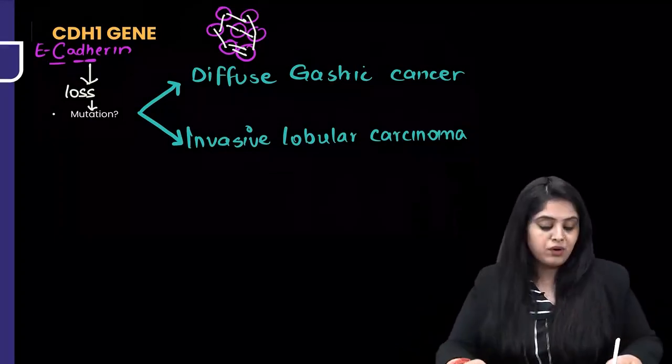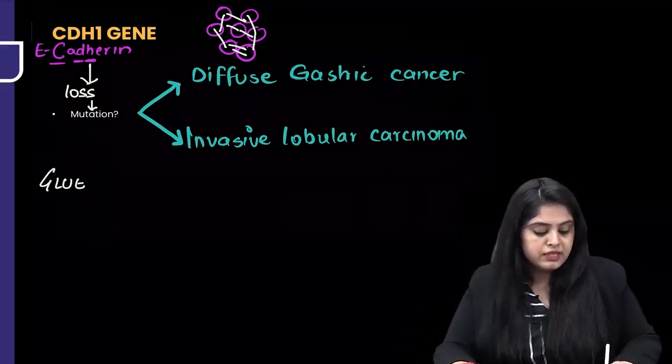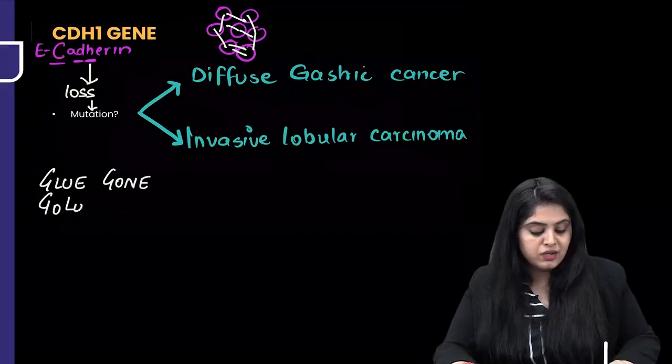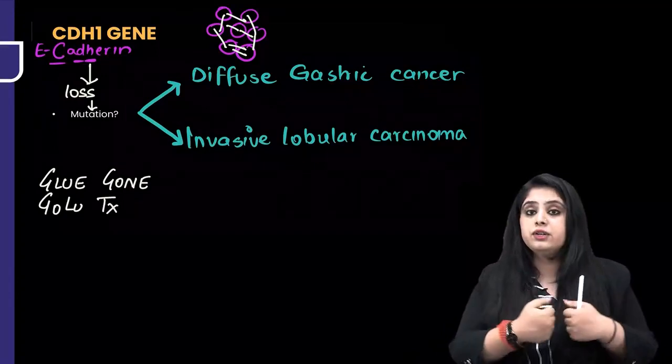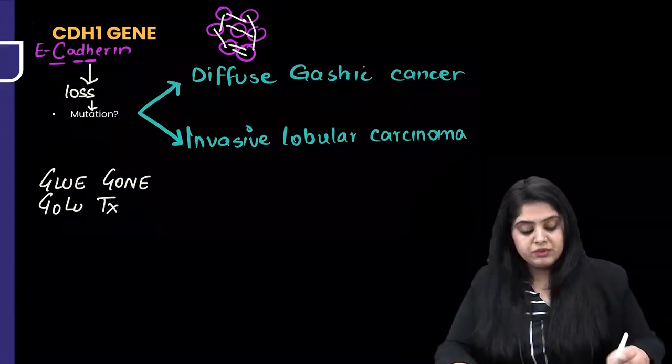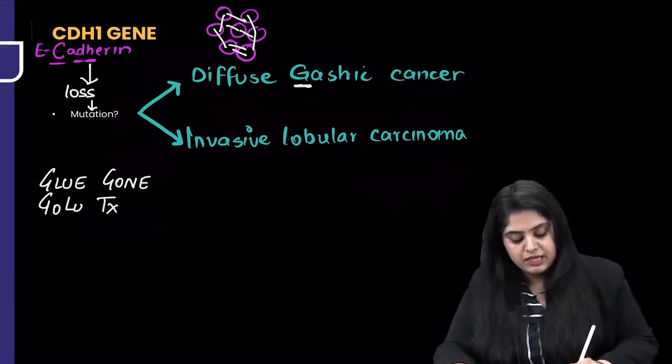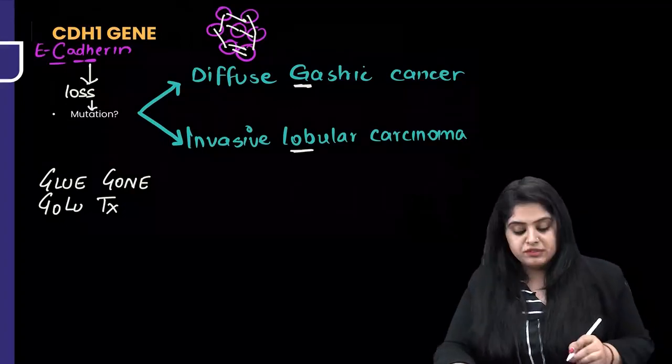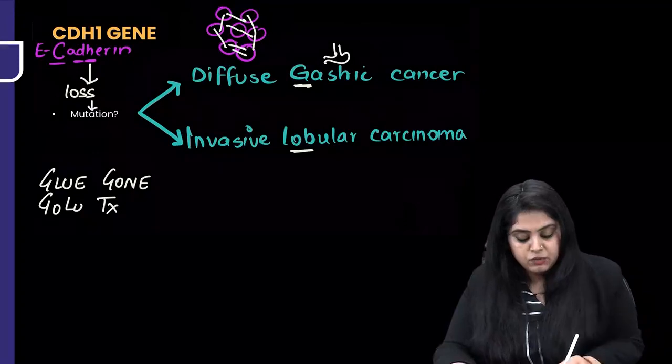When the glue is gone, which tumors will occur? Glue becomes golu. Golu tumors are going to occur. When the glue is gone, the golu tumor occurs. So golu means gastric and lobular. The golu tumor. So one is gastric, that is diffuse gastric cancer occurs, and one is a tumor of the breast.